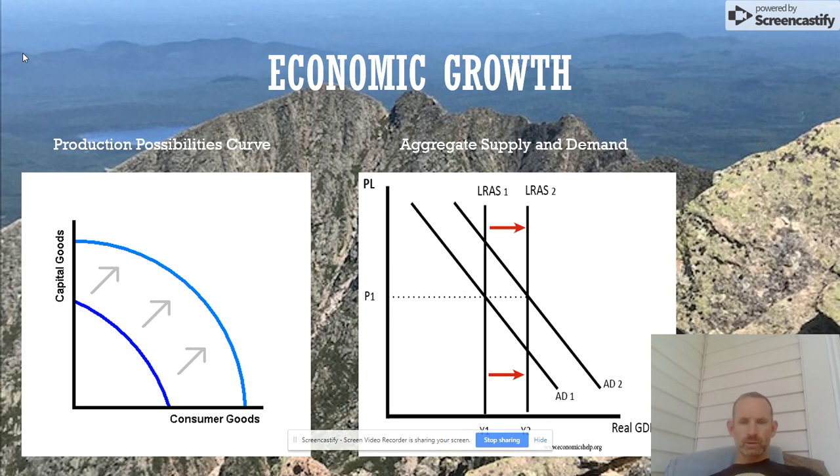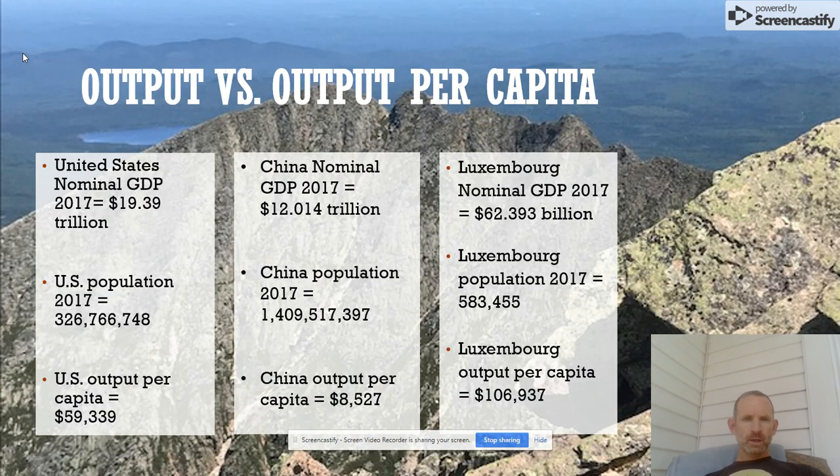The graph on the right shows you aggregate demand and long-run aggregate supply. In that graph, economic growth means that long-run aggregate supply, which is our potential output again, is shifting out to the right. So we actually have the resources to produce more stuff. That's what economic growth really is.